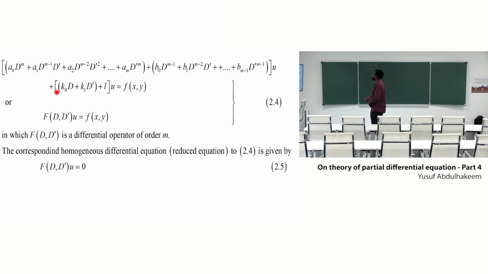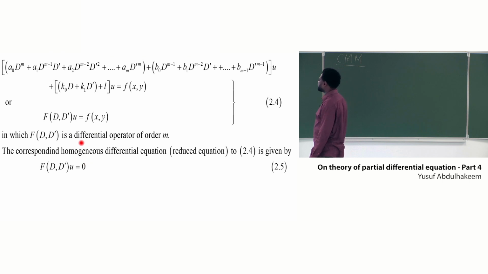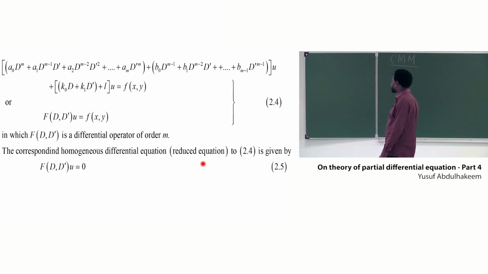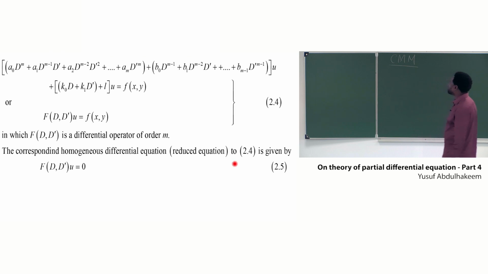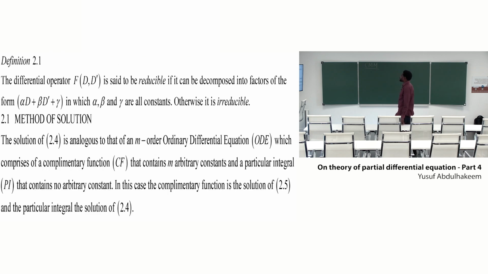Then D prime here just means ∂/∂y. So that is how we obtain this. And then this f(x, y) here is signifying the inhomogeneous part of the differential equation, in which f(D, D') is a differential operator of order m. Then the corresponding homogeneous differential equation reduces to 2.4, given by this. That is, for homogeneous, this f(x, y) will now be equal to 0.